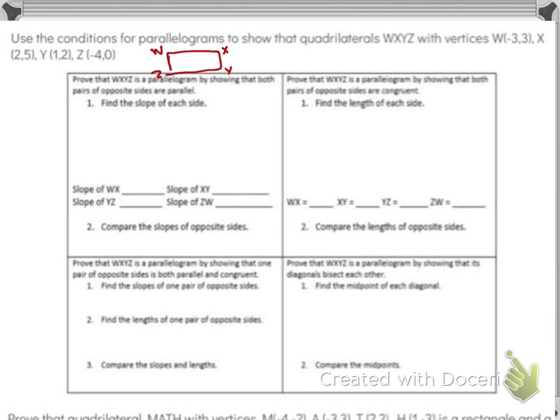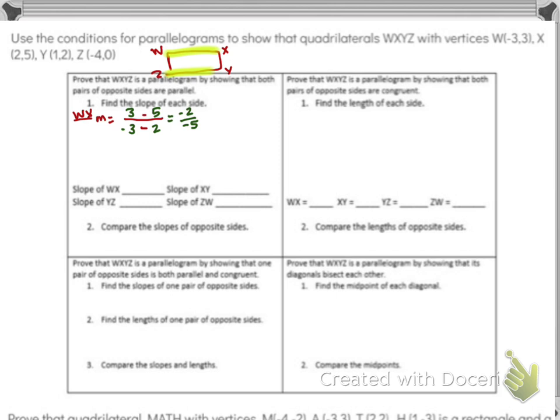The first way that I can see whether or not something is a parallelogram is I can start by comparing its opposite sides and check if they're parallel. So that's what I'm going to do here. I'm going to find the slope of that side right here. And I always like to write out the formula with just the numbers missing so I can make sure that I put them in the right spots. So this is WX. W is -3, 3. X is 2, 5. And that's going to give me 2 over 5.